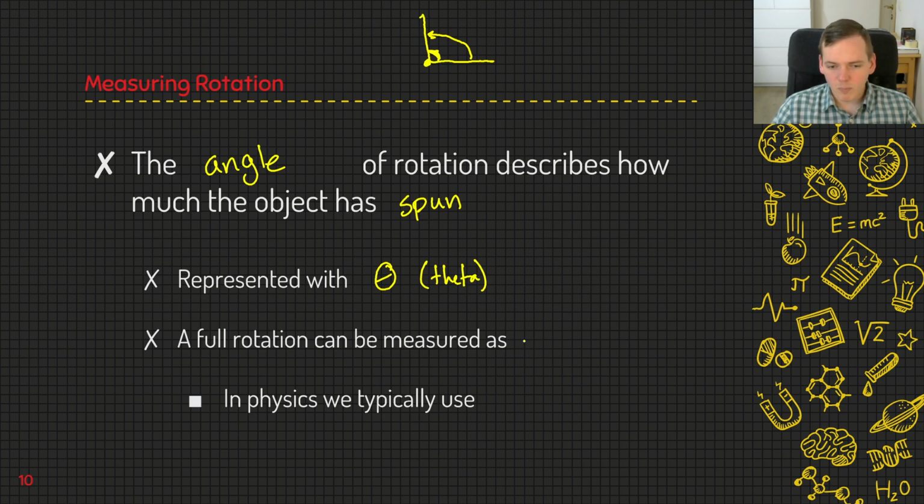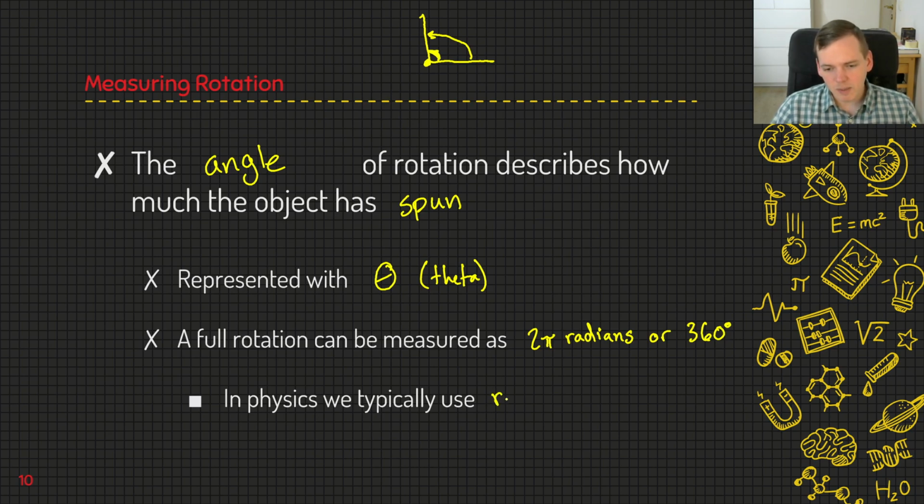And a full rotation can be measured as either 2 pi radians or 360 degrees. That should be something you're familiar with from math, and this lets us switch back and forth because we can just take our radian number, divide by 2 pi, then multiply by 360, or vice versa, to switch between them.